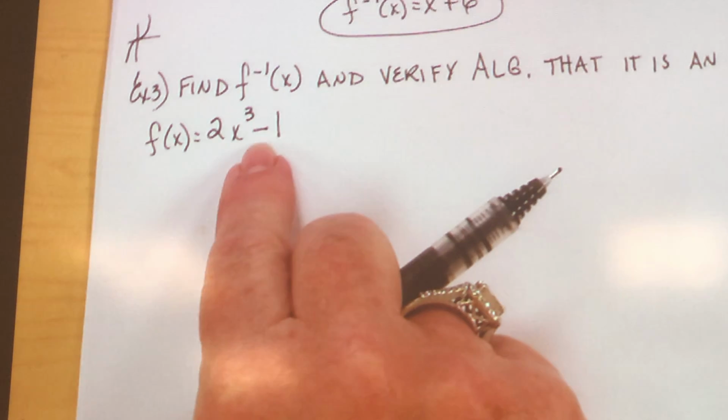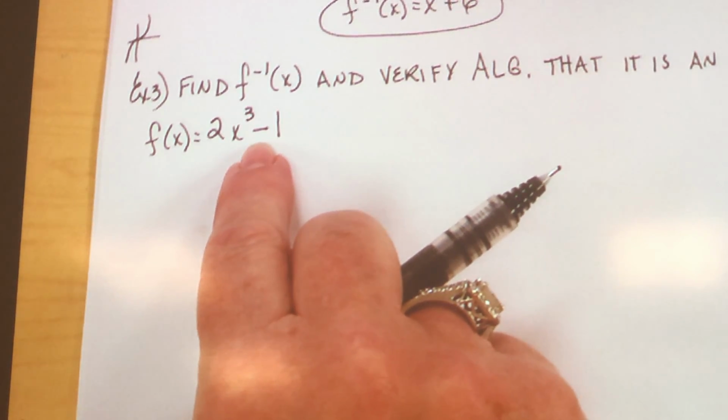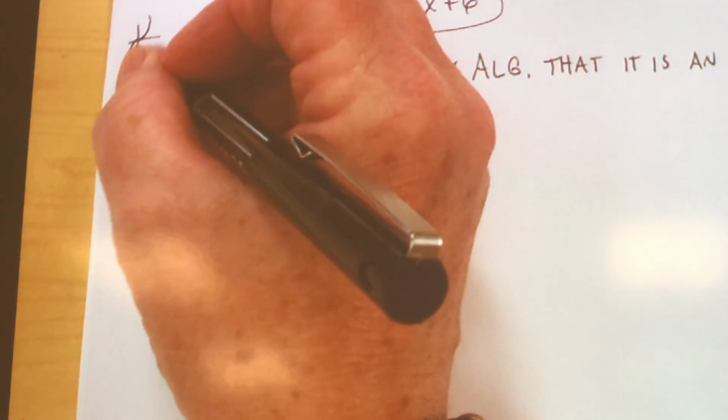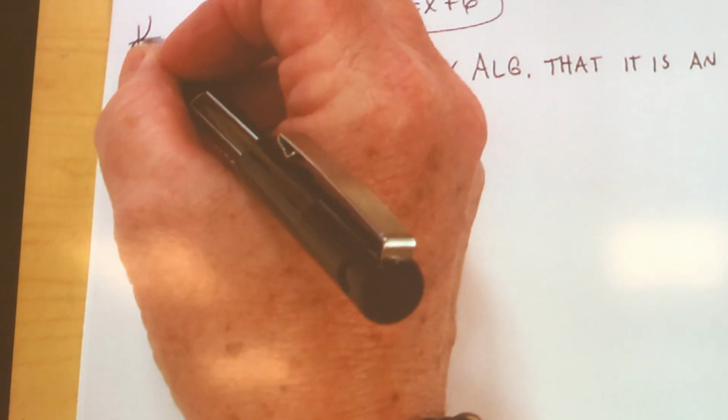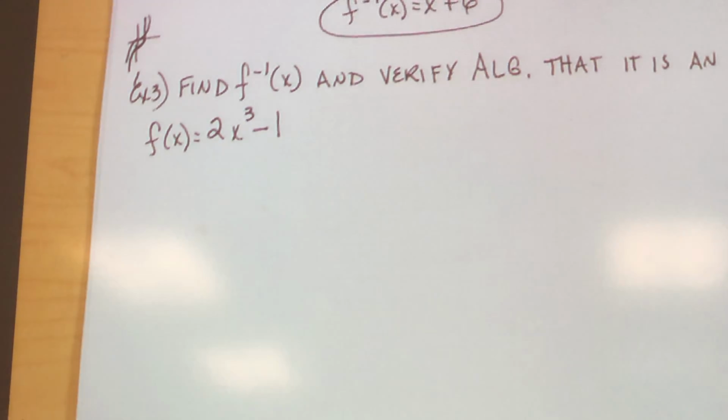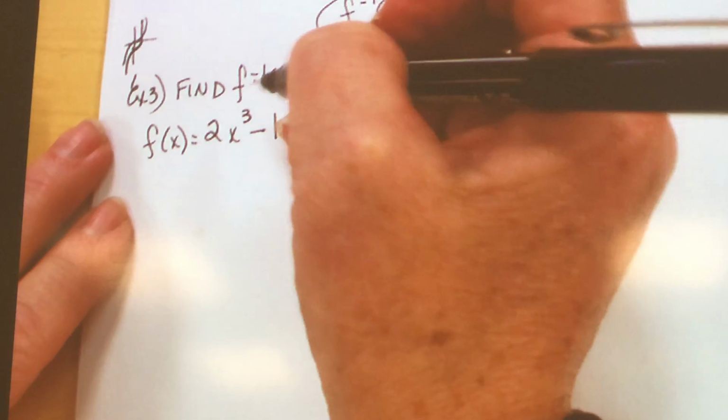All right. What does this minus 1 do to it? Move it down 1. Okay, so it looks like this. It's not one to one, is it? It's not one to one. It is. Why? Because it curves down. No, it doesn't. It's ever increasing.